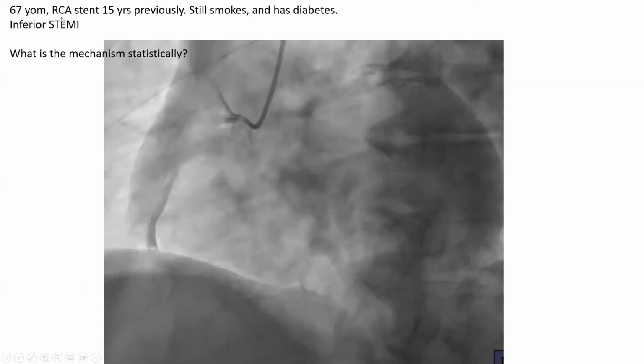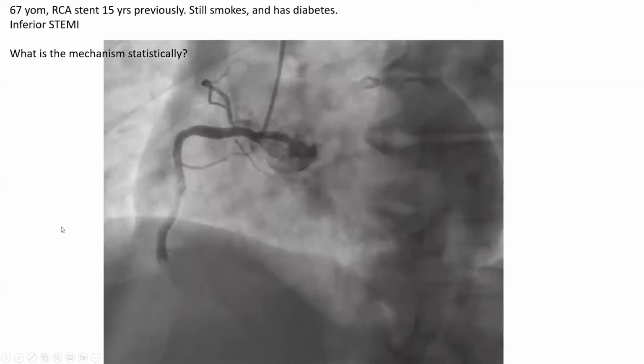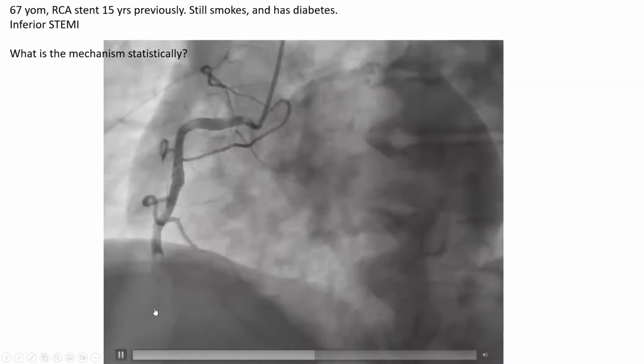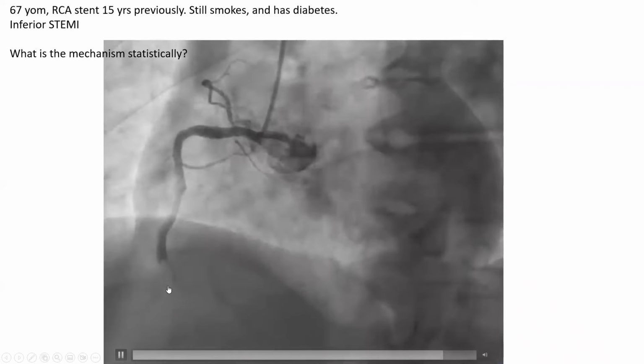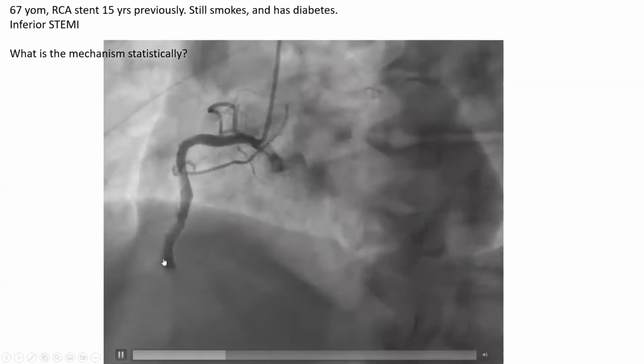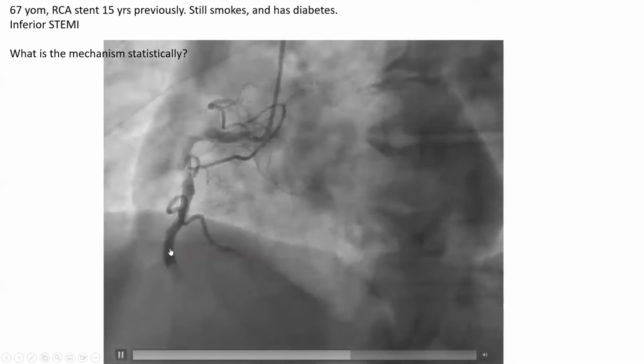This is a 67-year-old man who had an RCA stent 15 years previously. He still smokes and has diabetes. He presents with inferior STEMI. And this is his RCA angiogram. This is the stent and it's occluded. What is the mechanism, statistically, of the stent occlusion?